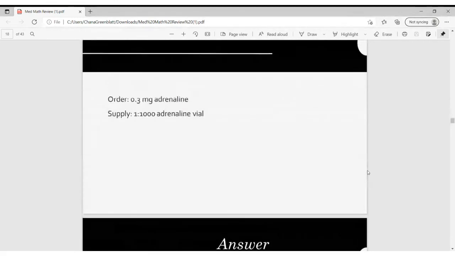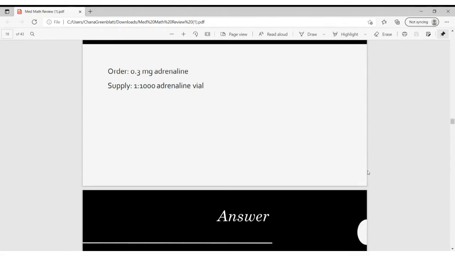Same process here. This question is actually written incorrectly. There are no units in the second part of it, but it should be 1 milliliter for 1,000 milligrams, and you would follow that same process.